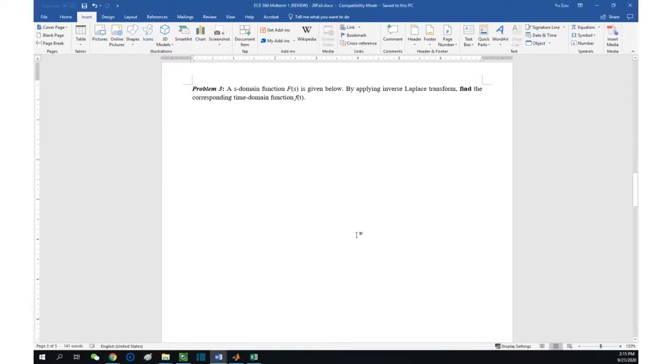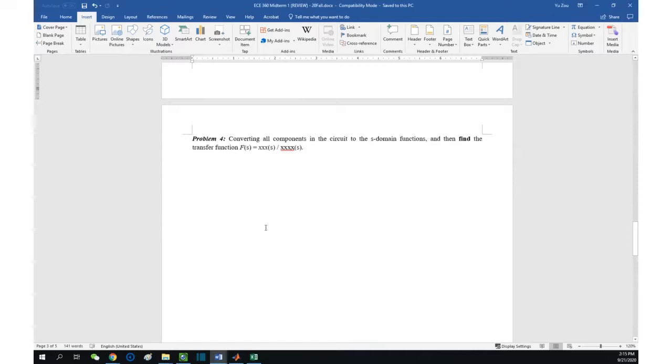Problem 4 is: given the circuit. We have such an example in the notes as well. Given the circuit, first of all, you need to convert all of the components, RLC, into S domain functions. What does it mean by S domain function? It means nothing but S domain impedance.